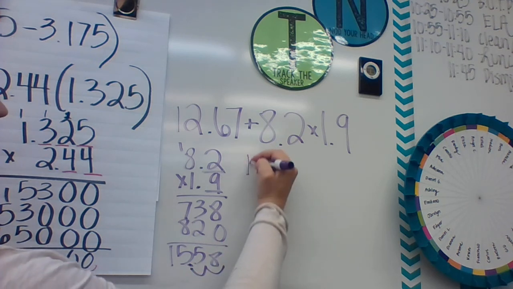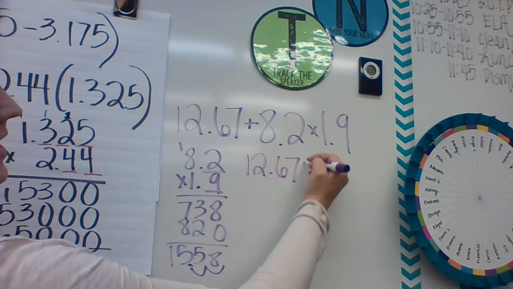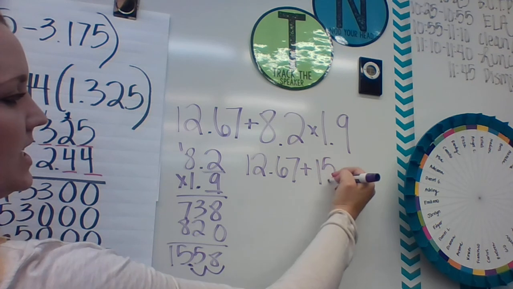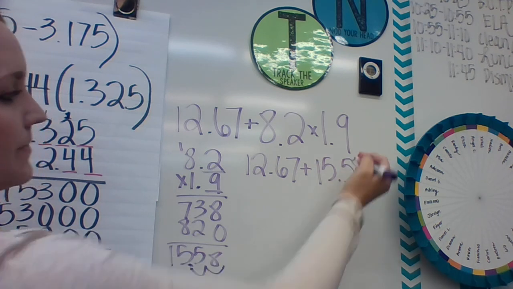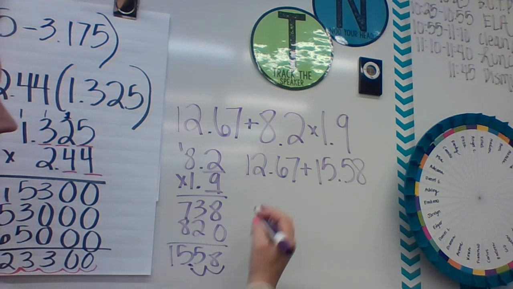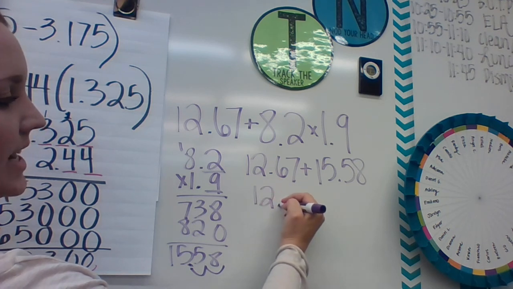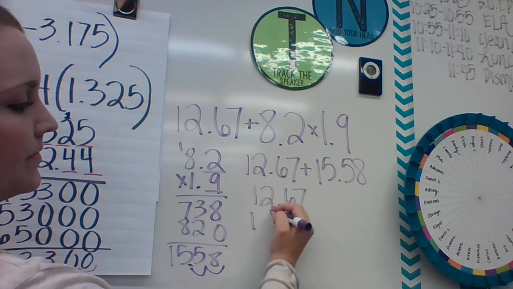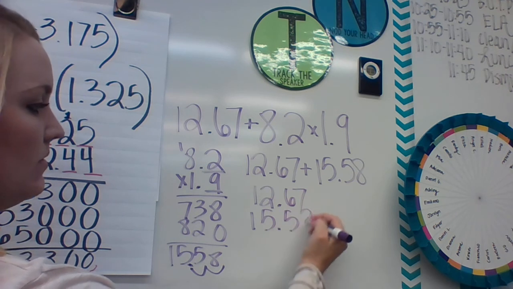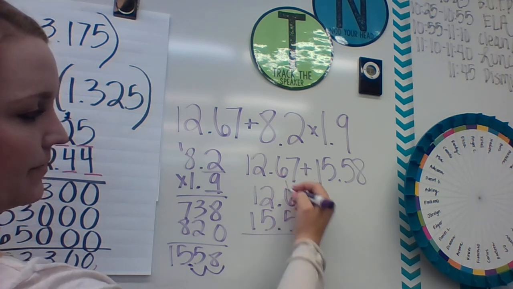So now what I have left is 12 and 67/100ths plus 15 and 58/100ths. So I'm going to add. Remember, when we add, we do need to line up the decimals and add just like normal.